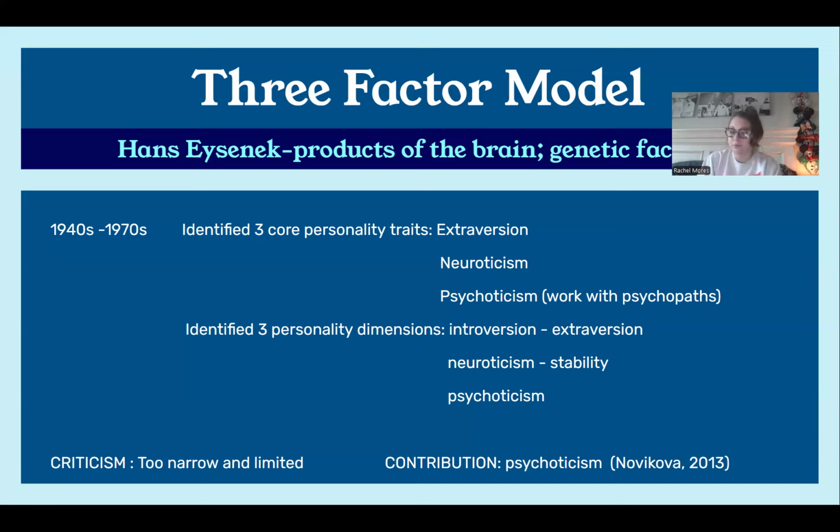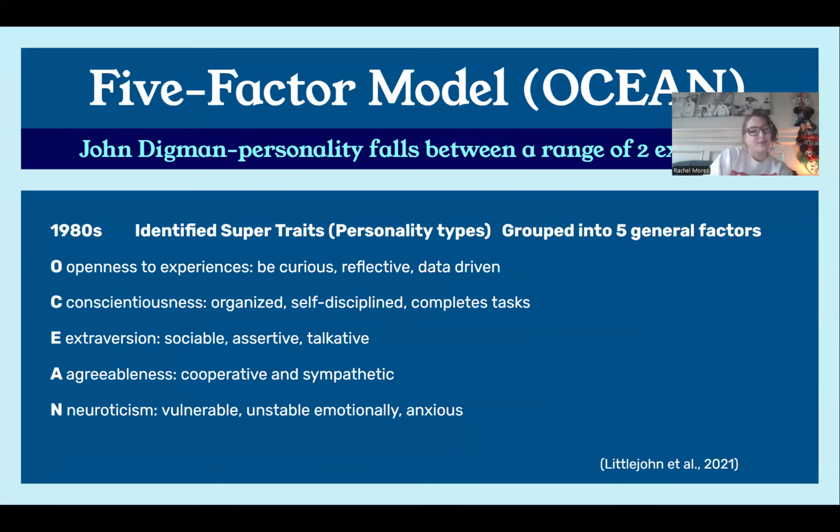Okay, so let's review real quick. Allport was all about individual traits. He took 4,500 traits into three levels. Cattell's 16 traits were divided into five global factors. While his was deemed too complicated, Eysenck's three-factor model was considered too narrow and limited. So that brings us to the 1980s with John Digman and his five-factor model.